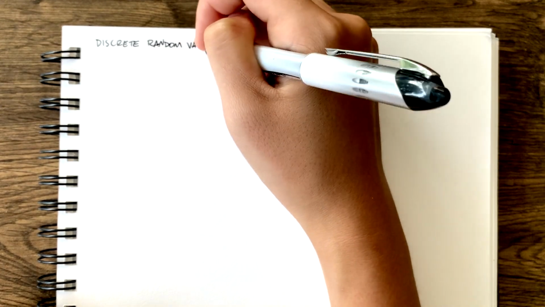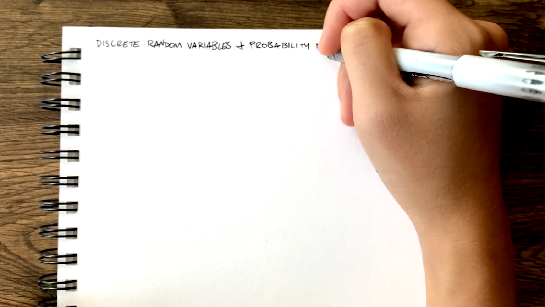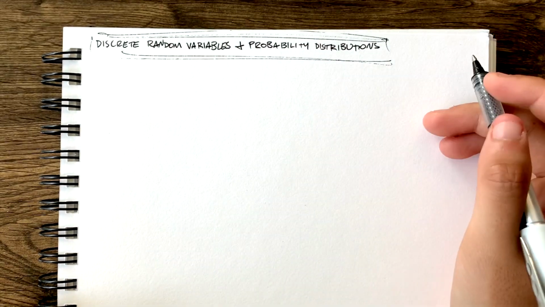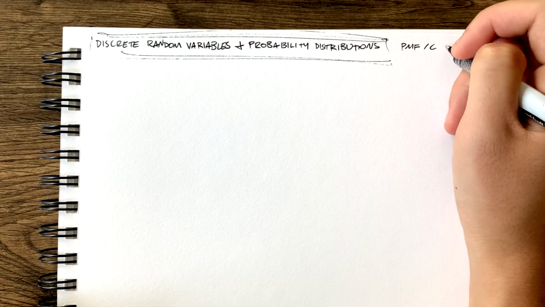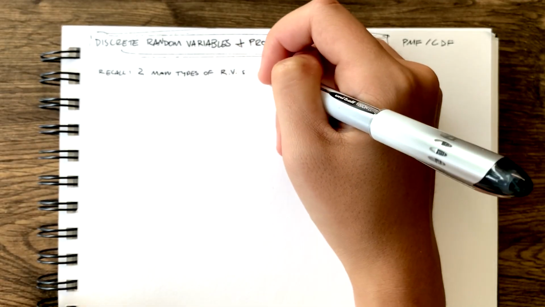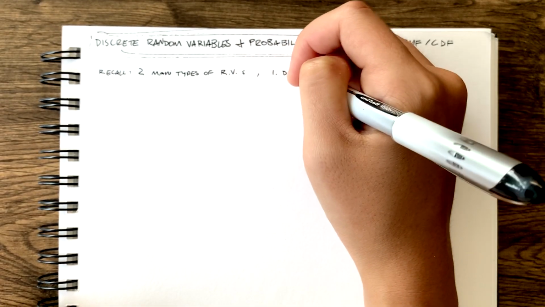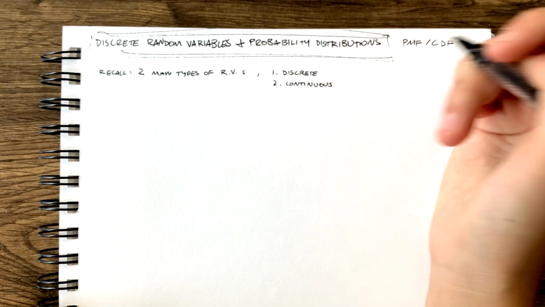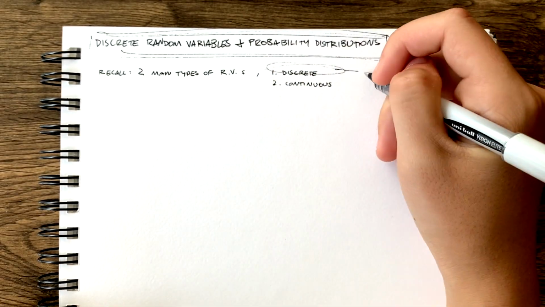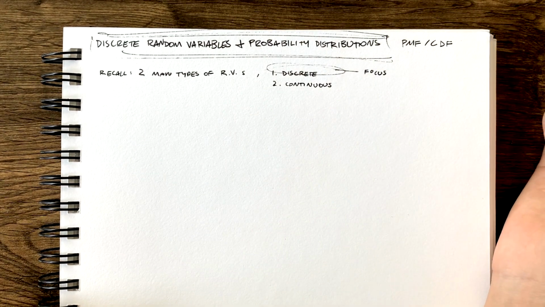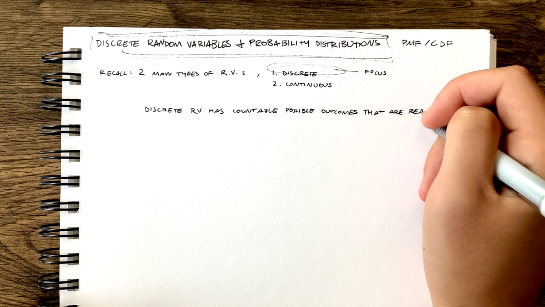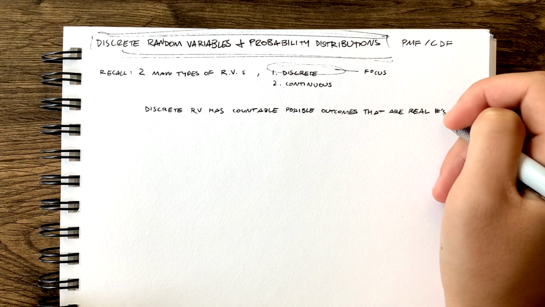Today we're going to talk all about discrete random variables and their probability distributions. In other words, we'll cover the PMF and CDF, and we'll see later what those two things stand for. So firstly, let's recall that there are two main types of random variables. There are discrete random variables and continuous ones. And in this video, we're going to focus just on discrete random variables. And let's also recall that discrete random variables have a countable possible number of outcomes that are real numbers.